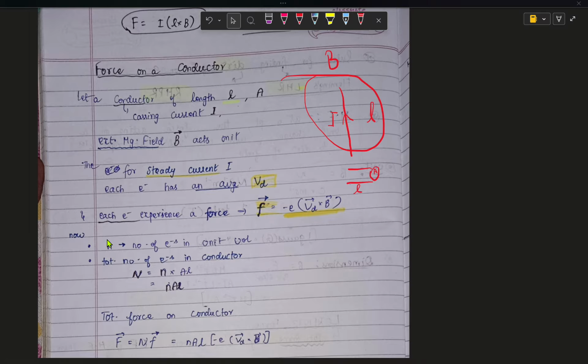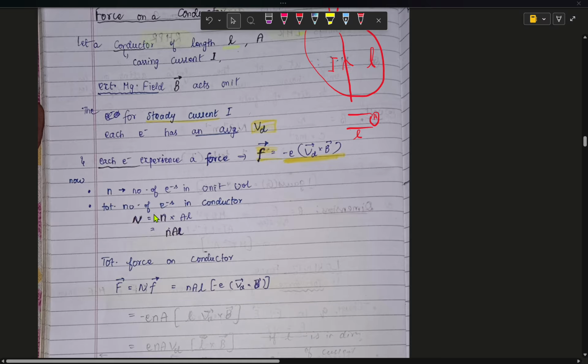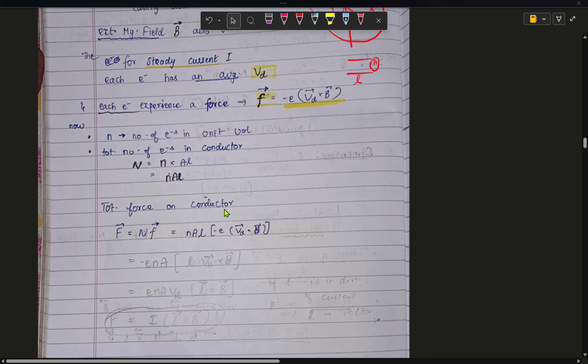N is nothing but the number of electrons for one unit volume, but for the whole volume, area of cross section into length will give you the whole volume of the conductor. Multiplying this with N will give you the total number of electrons in the whole conductor. Next, what is the total force on a conductor?